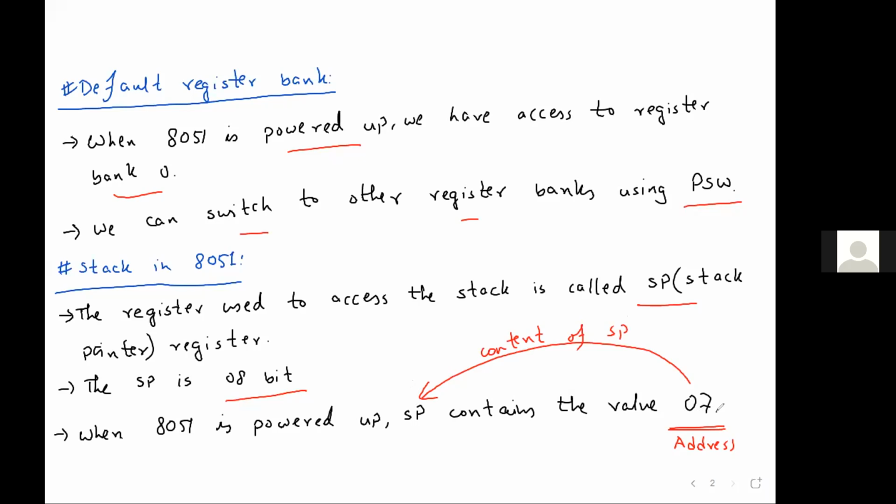Your stack pointer itself is 8-bit. So definitely in those 8 bits, your stack pointer looks something like this. Definitely in this 8-bit, there are some contents. So what is the content? This 07 is the content. But what is the content in a stack pointer? The content in a stack pointer is actually an address that contains the next instruction.